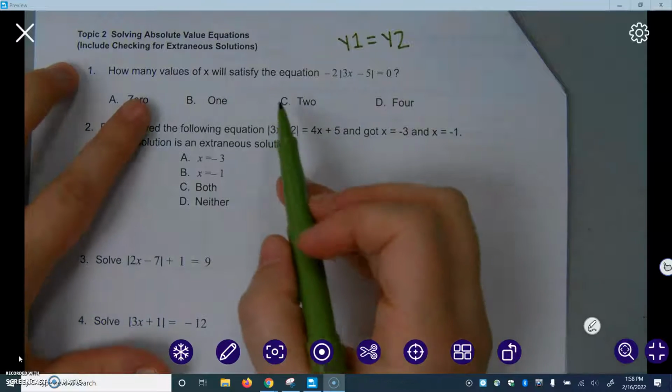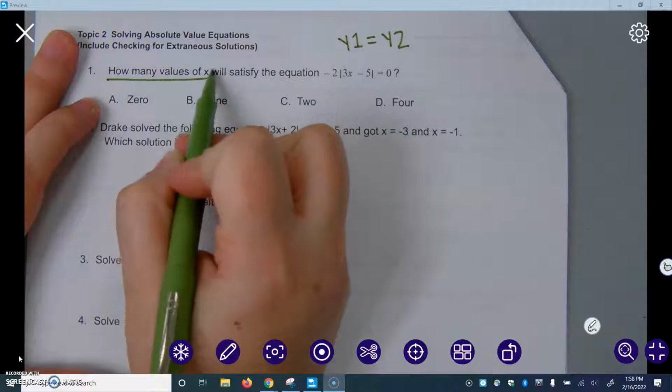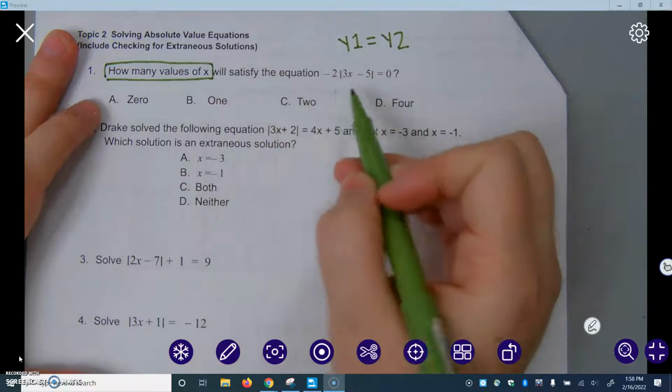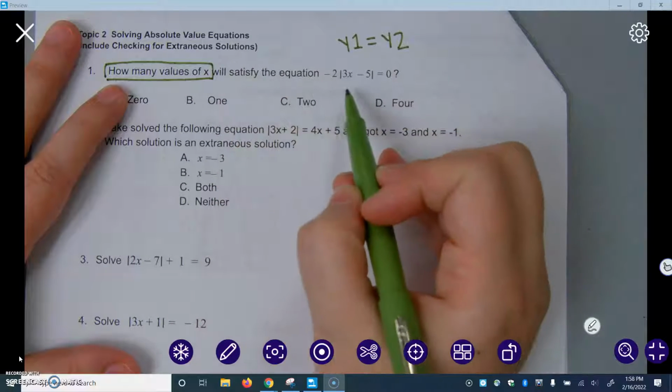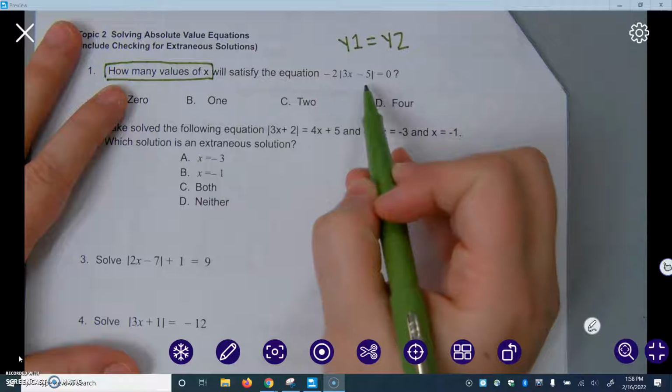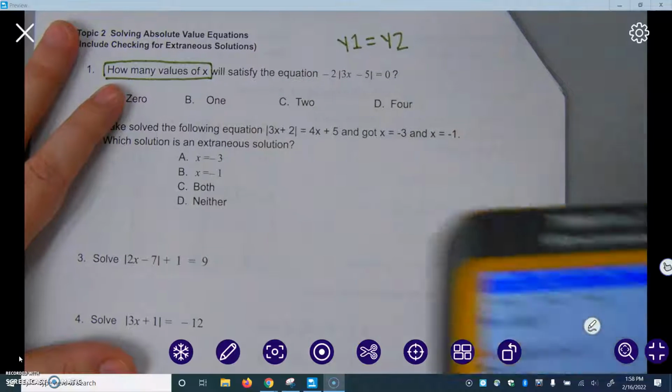So number 1, how many values of x? We have to make sure we read the problem. How many values of x? So basically that means how many times will they intersect. So I'm just going to type that first part of the equation into y1 and put a 0 into y2.